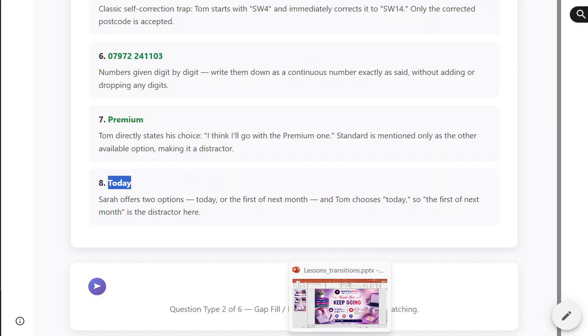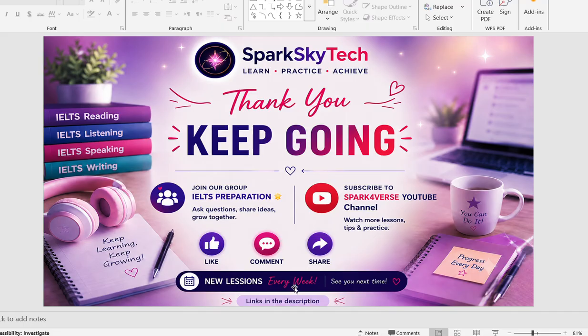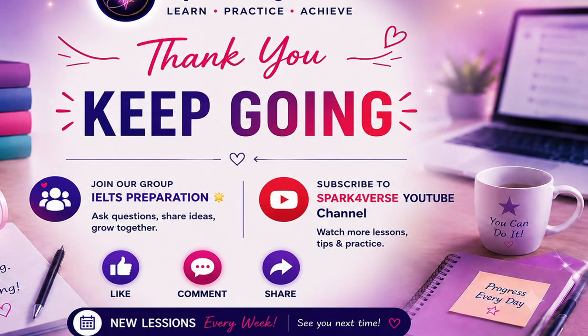That brings us to the end of this lesson on gap fill and form completion. To recap, we covered what this question type looks like across forms, notes, and tables. Exactly how to approach each gap step by step. The mistakes that quietly cost people marks. And the traps test setters use around numbers, spelling, and distractor options, and then we walked through a full worked example together. Keep practicing this pattern and it will become second nature in your exam preparation.